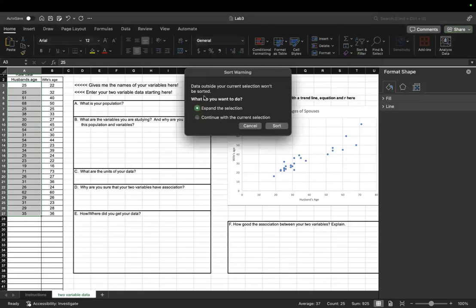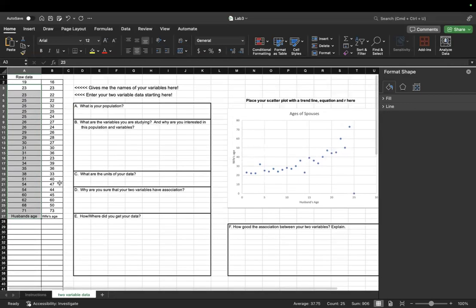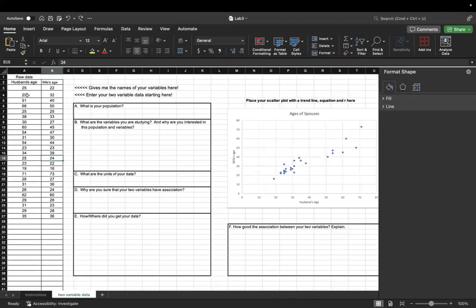What this is going to ask you is, do you want to expand the selection or do you want to continue with the current? You want to expand it. I want these also to move, because otherwise they're not going to be next to each other anymore. I want this 25 to always be by the 22 because this is one married couple. So make sure that you expand the selection if you want to do it like that.